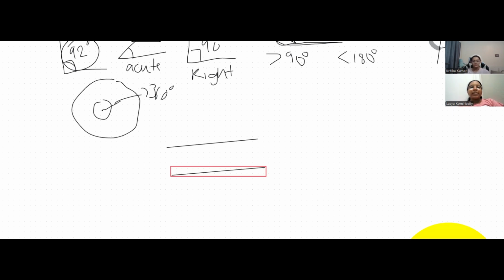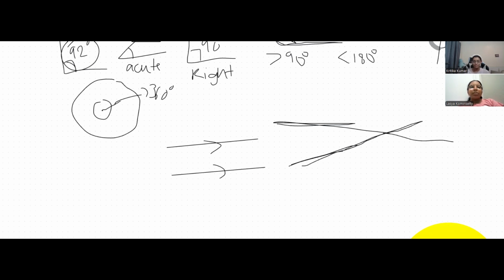So these lines will go on forever, but they can never meet each other. What I mean by that is, let's say there's a line like that, and there's another line like that. This line will soon meet this line because they will intersect. They have a point together, right? But these two lines will always continue that way. They have no place where they meet like these do. So that's what I mean by parallel lines.